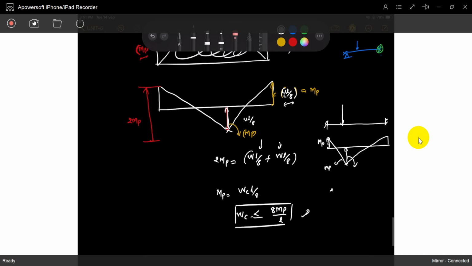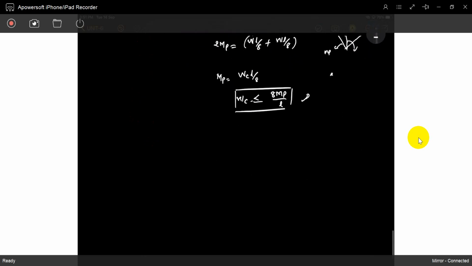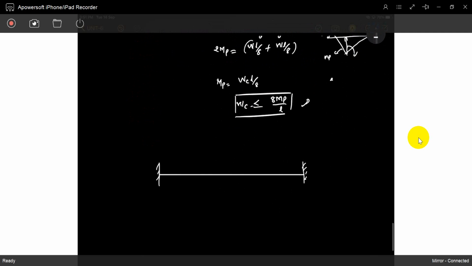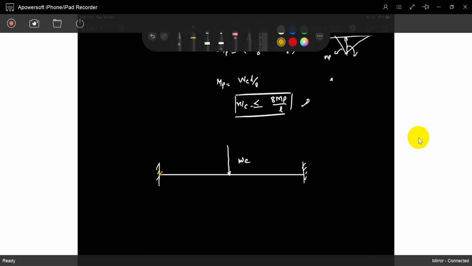Okay, now the same situation. We can analyze it using kinematics. Plastic hinges are formed where? This is one plastic hinge, this is one plastic hinge, this is one plastic hinge. Three plastic hinges are formed. Only then does it enter into the mechanism.